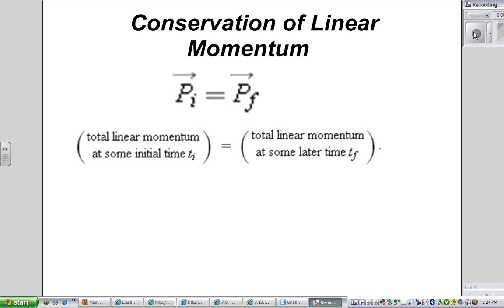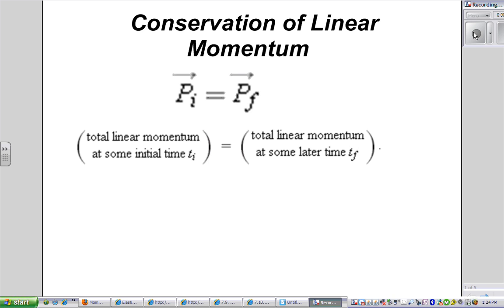This video is a discussion of the conservation of linear momentum. And what this basically says is that during a collision or explosion, momentum is conserved. So the total momentum of any objects before an event happens, like a collision or explosion, is equal to the momentum after that collision or explosion.